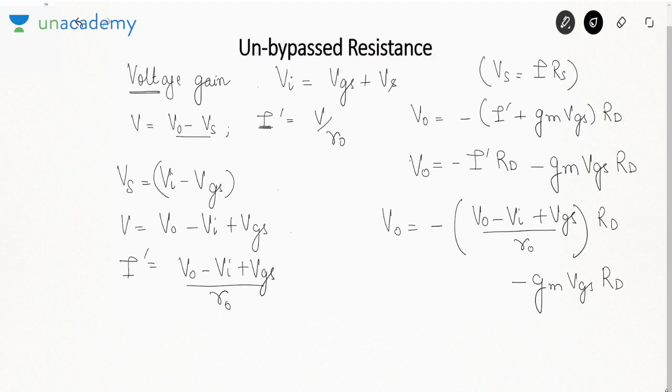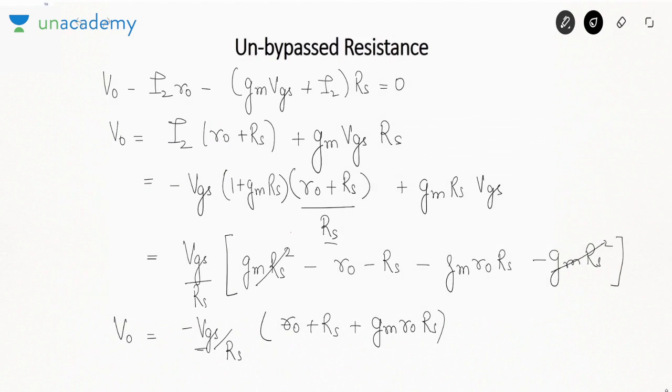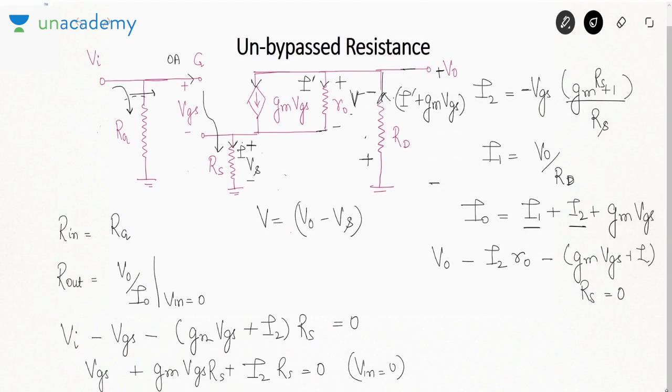Now in this expression there is one more parameter that is left, that is VGS. It is not a direct relation between V0 and Vi. How you can eliminate this VGS? Basically, this Vs can also be seen like this. If you see this current I is how much? gm VGS plus I dash, and Vs is I RS. Okay, Vs is I RS, where this current I is the sum of two currents, gm VGS and I dash.